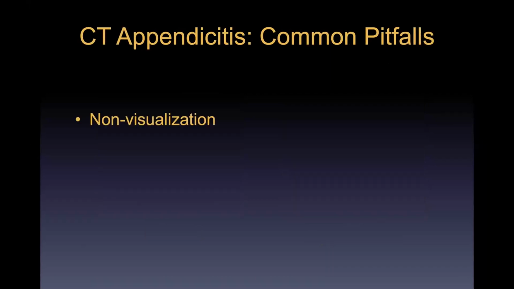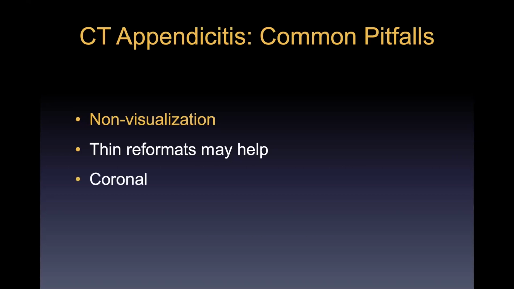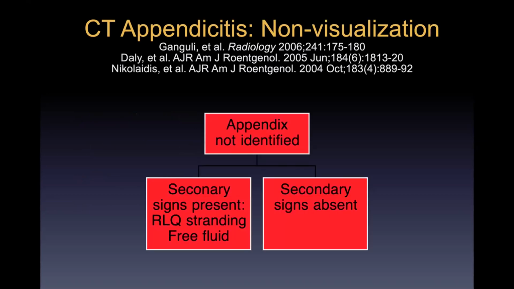Okay. So what about non-visualization? I mean, this of course happens all the time. Sometimes the thin reformats can help. Sometimes the coronal images can help, but sometimes you just can't find it. And this seems to always happen in the cases where we're asked to exclude appendicitis. You can see it in every other case.